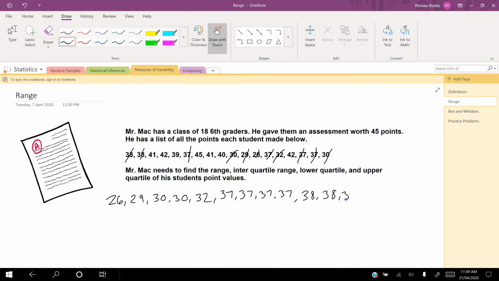Then we have 39. 40. 41 shows up twice. 42 that shows up twice.